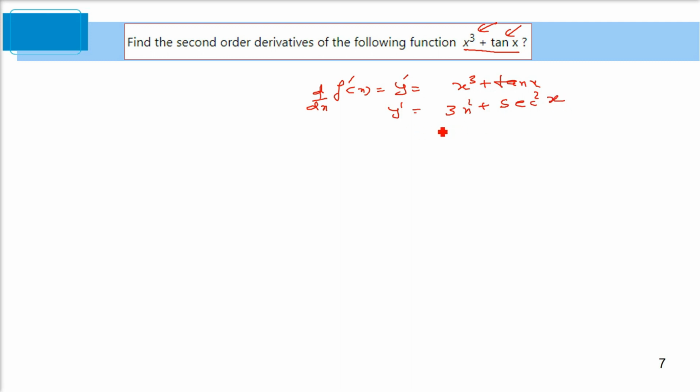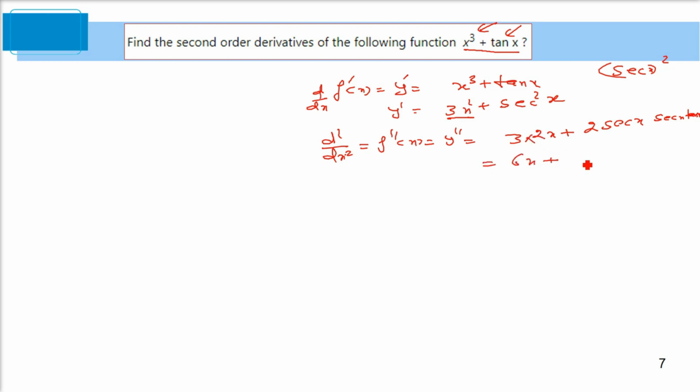We will differentiate it again, d²y/dx². So f''(x) or y'': 3x² gives 3 times 2x, and sec² x is considered as (sec x) whole squared, so 2 sec x, and the differentiation of sec x is sec x tan x. So 3 into 2x is 6x, and 2 sec x times sec x tan x gives 2 sec² x tan x. So this is your higher order derivative, or you can call it the second order derivative.